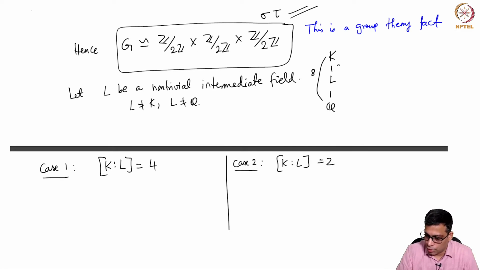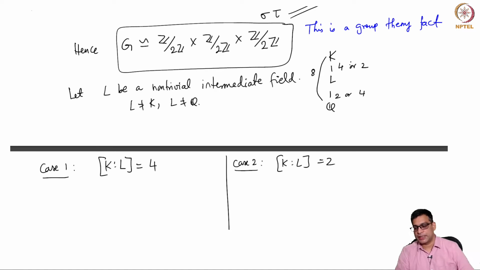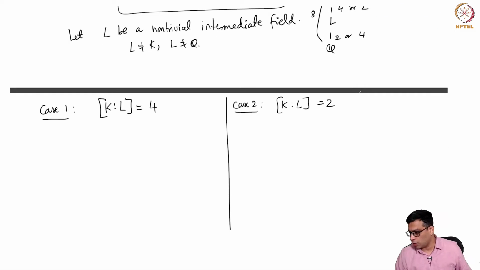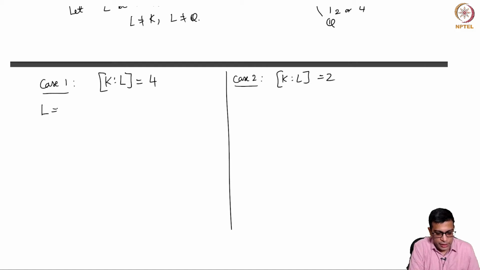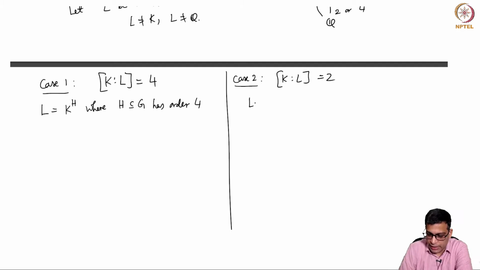So we have either 2 or 4 here, similarly 2 or 4 here, because the only divisors of 8 are 1, 2, 4, 8. We don't want 1 and 8 to appear here, so 4 and 2. If this is 4, this is 2; if this is 2, this is 4. So now let's analyze these. In this case, L is equal to K power H, where H is a subgroup of G of order 4, and in this case L is K power H, where H has order 2, right.